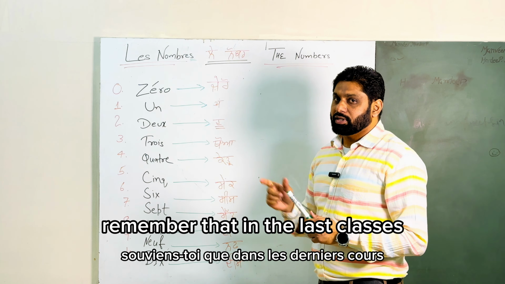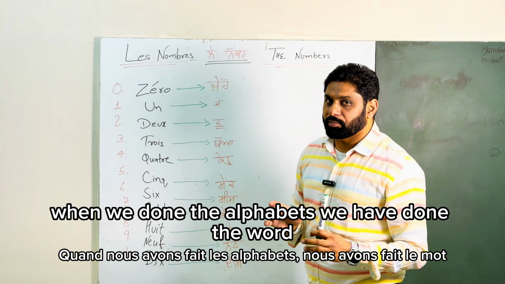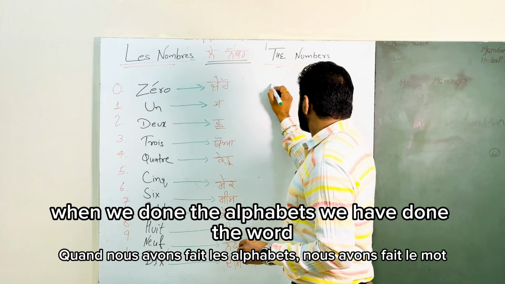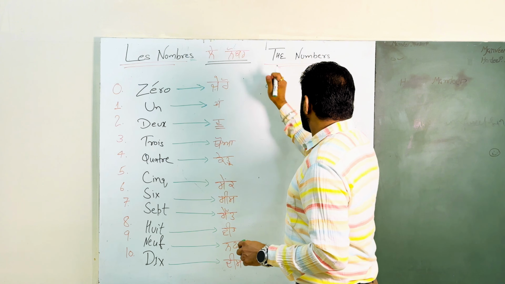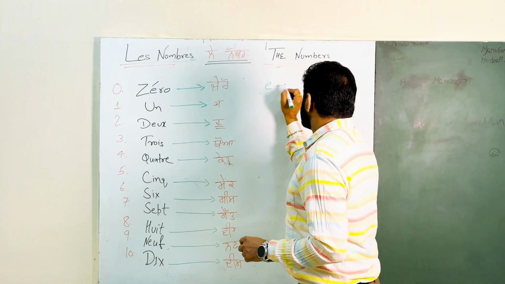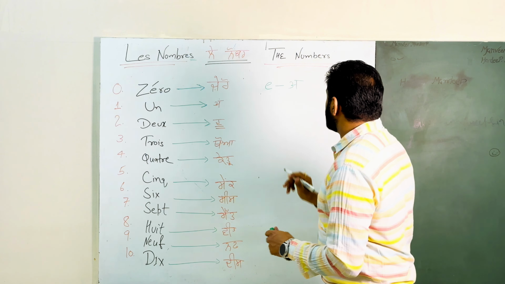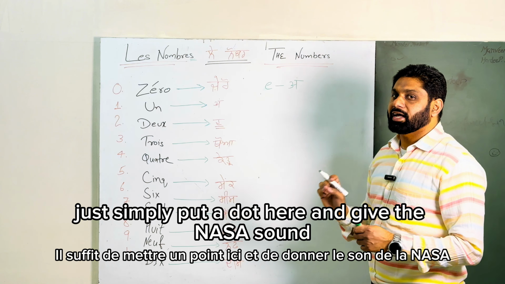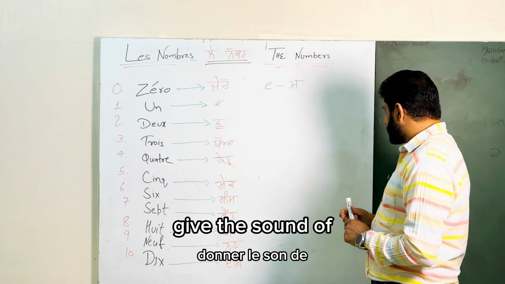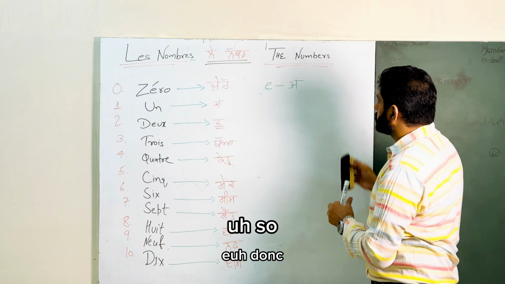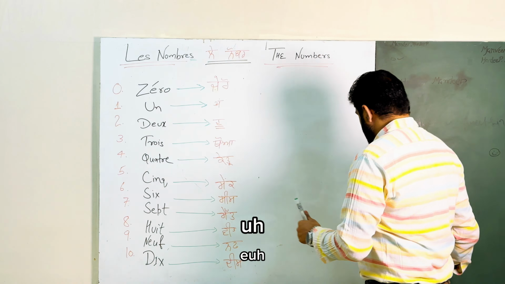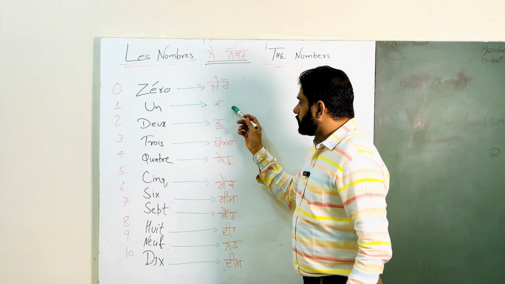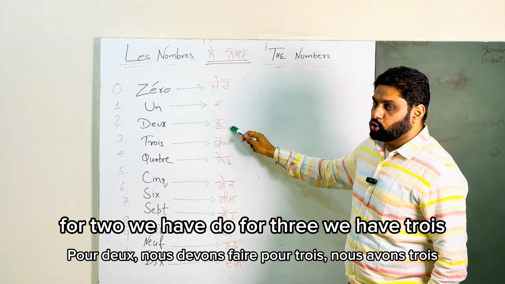Do you remember that in the last classes when we did the alphabets, we did this word: just simply put a dot here and give the nasal sound, instead of giving the sound of the regular n. So this is un. For 2 we have deux.